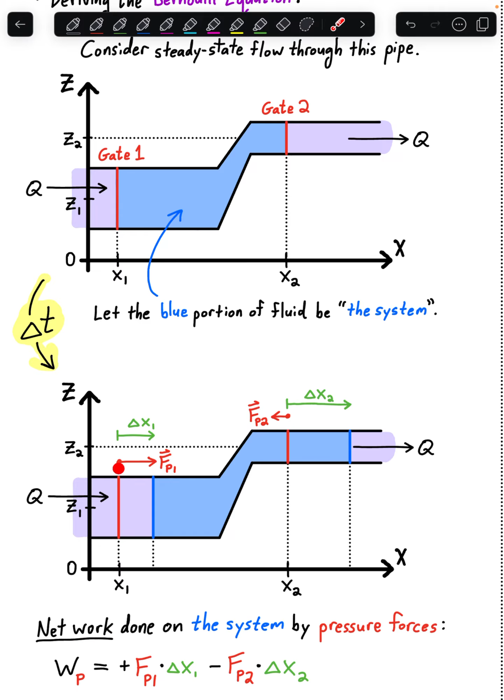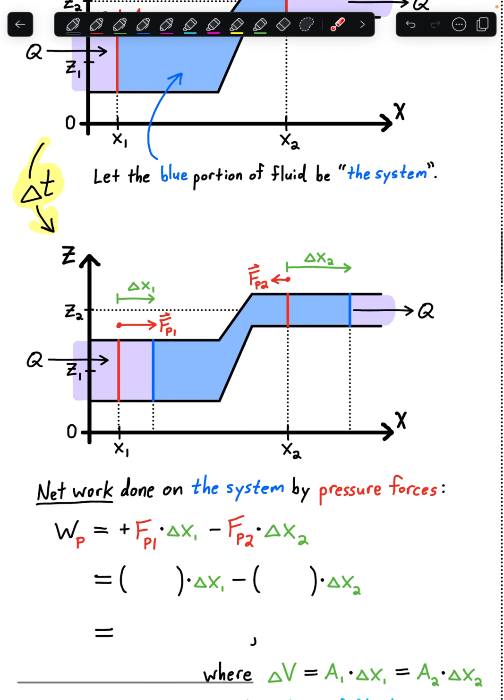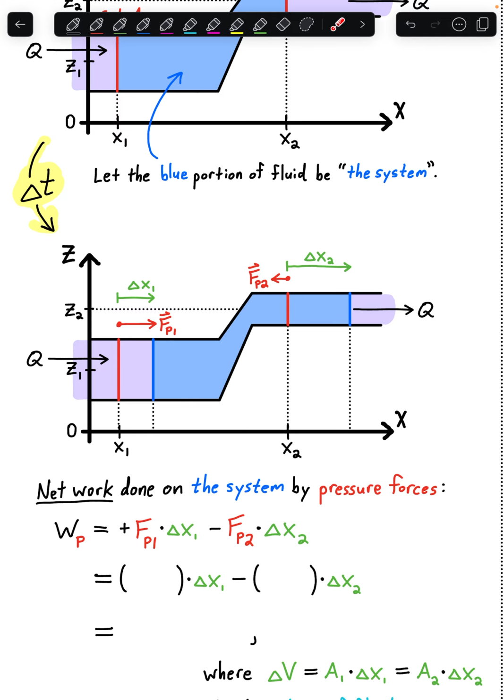Work from this force due to the pressure from the fluid behind it pushing it forward this distance, delta x1, and also work done by the force from the pressure of the fluid in front of it pushing backwards on it as this portion of the system moved forward a distance, delta x2. So the net work done on the system, on the blue section of our fluid, by those pressure forces will be this sum. The force from pressure at gate 1 times the displacement, delta x1.